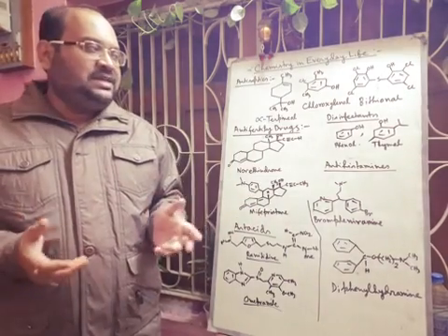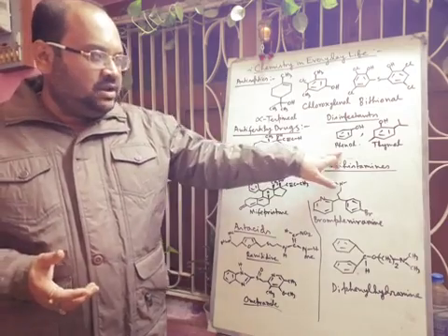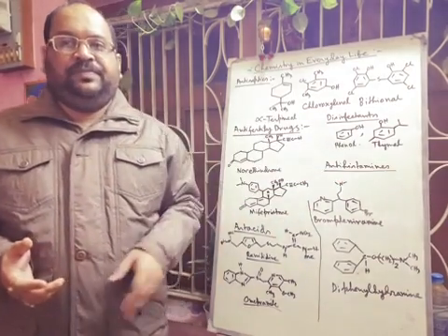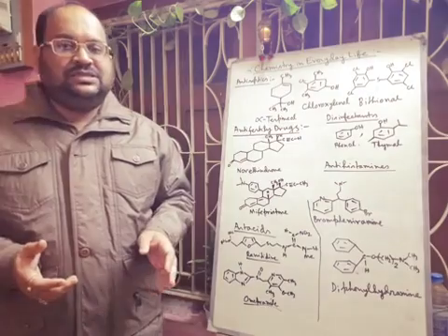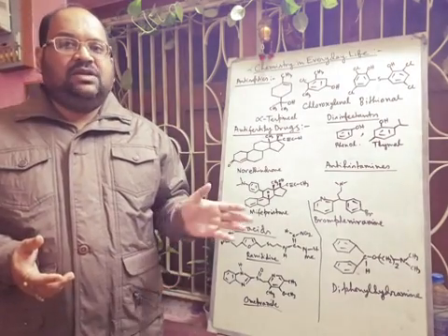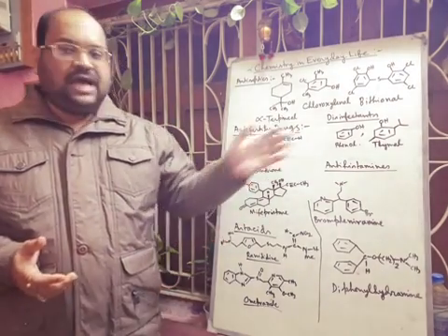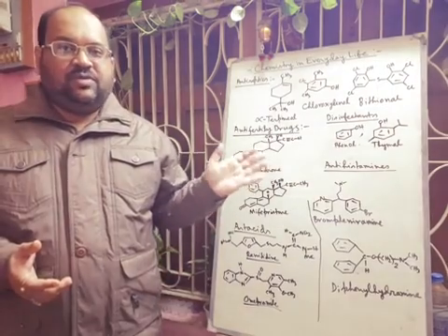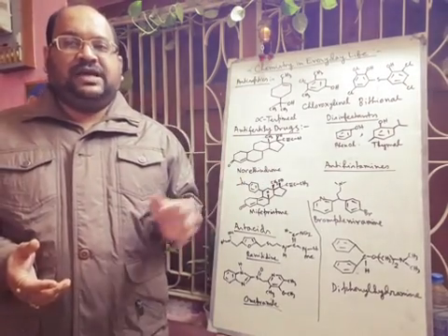Now we can give examples here. Two examples are written: phenol and thymol. Now phenol is used as a disinfectant. A naturally occurring phenol derivative, that is thymol, is a more powerful disinfectant than phenol.